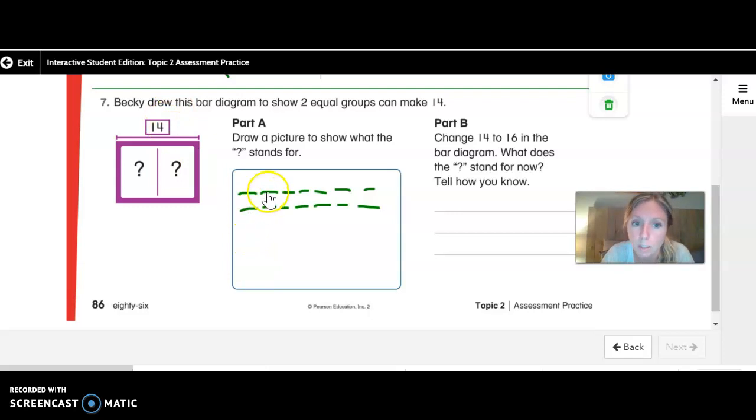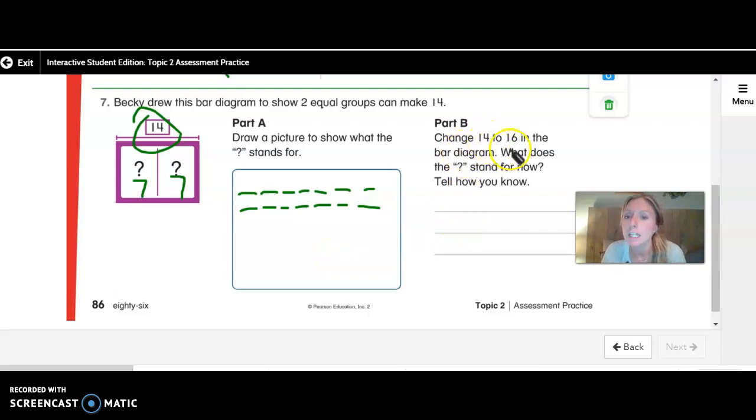It would be 2 plus 2 plus 2 plus 2 plus 2 plus 2 plus 2, or 1, 2, 3, 4, 5, 6, 7. What does 7 plus 7 equal? It equals 14. Very, very good job. So draw a picture to show what the question marks stand for. There's your picture. That's all I need from you.